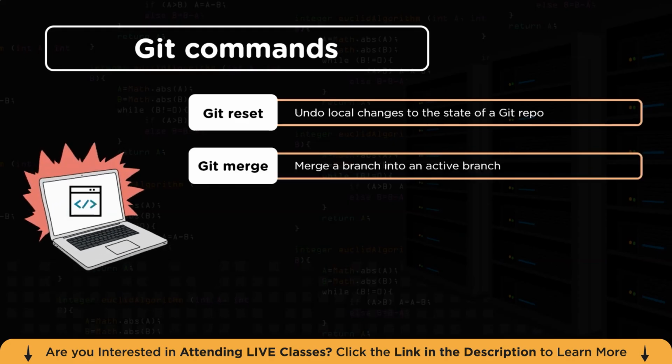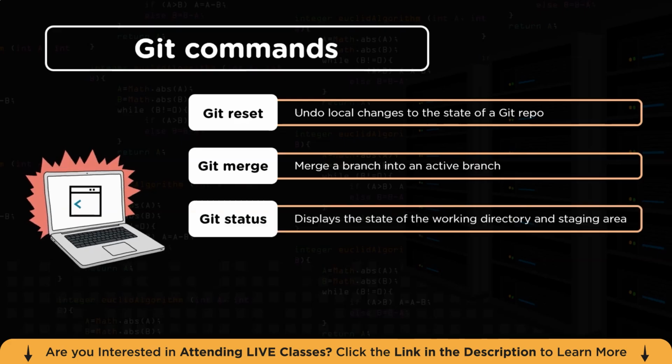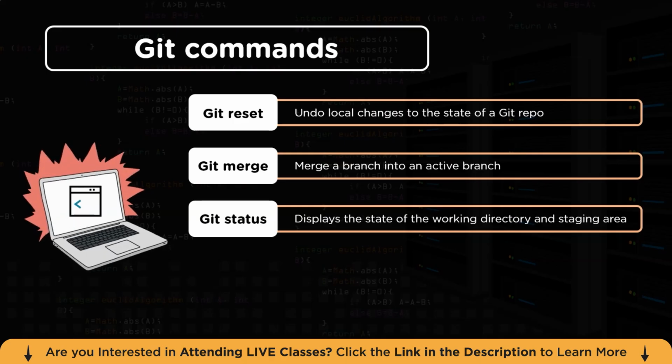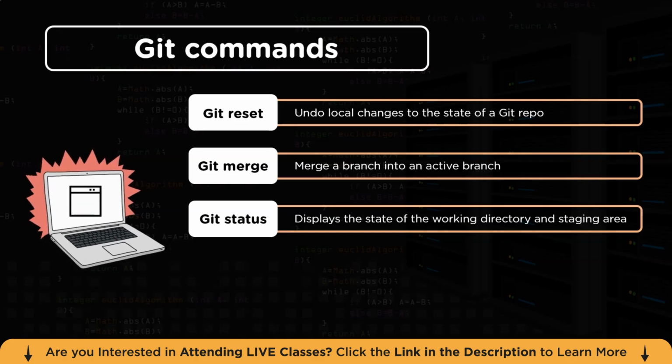Moving forth, we have the git merge command. This command helps in joining two or more development histories or branches together into an active branch. Then we have the git status command. This command helps in having the status of all the files that got deleted or created or got modified. The status of all such files can be obtained with the help of the git status command.